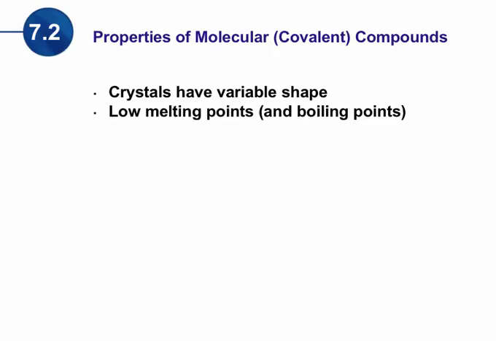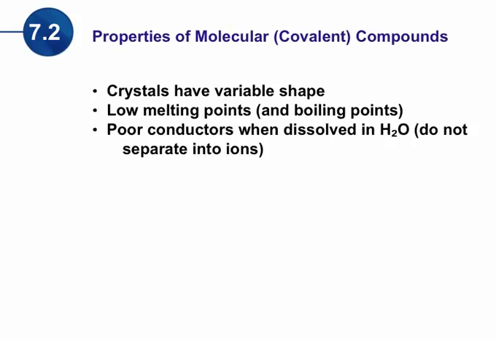Covalent bonds, we can get those apart pretty easily. Just add some heat, add some energy, and we can melt them and boil them. Also, a covalent bond, if we were to dissolve it in water, it does not separate into ions, it does not conduct electricity. So very, very important there. Basically, the opposite of ionic compounds are covalent compound properties.